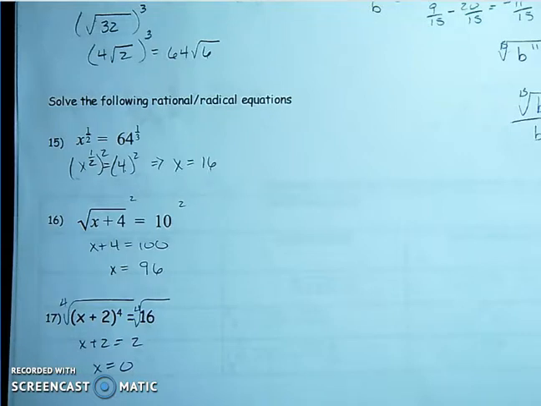In 16, the square root of x plus 4 equals 10. To get rid of a square root, we square both sides. So that would give us x plus 4 is 100. Subtract the 4, x is 96.